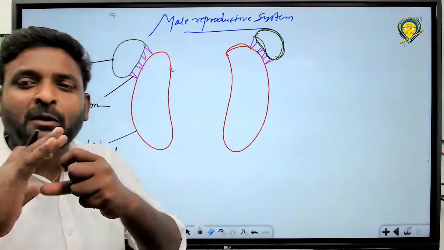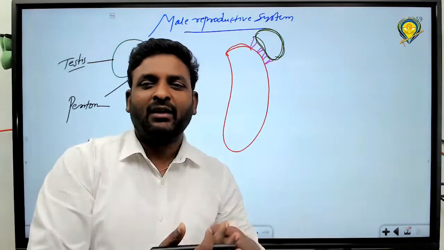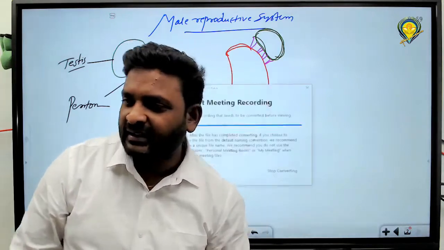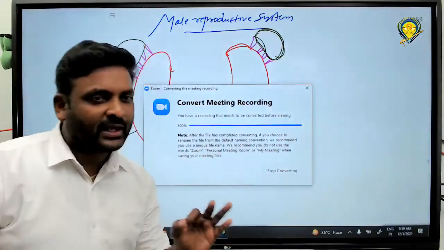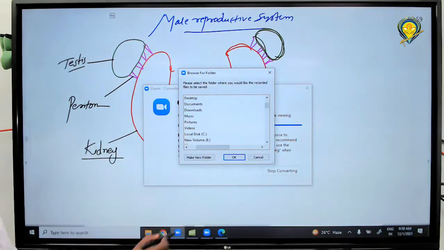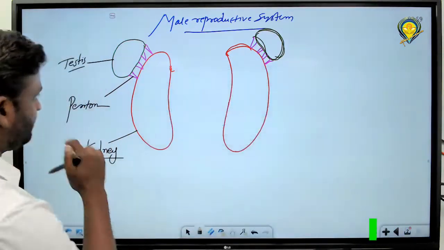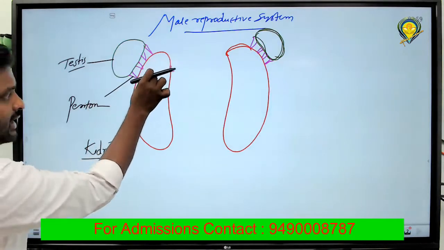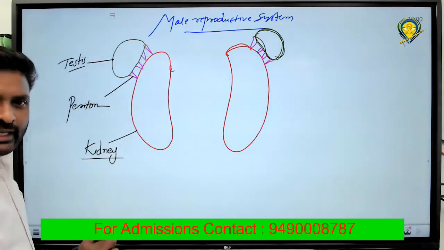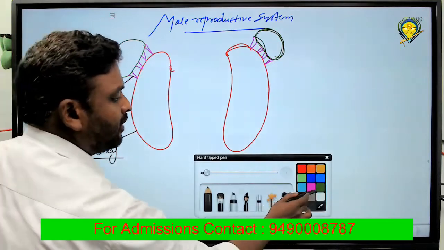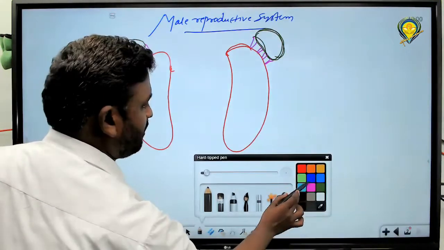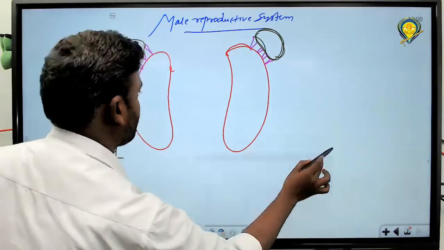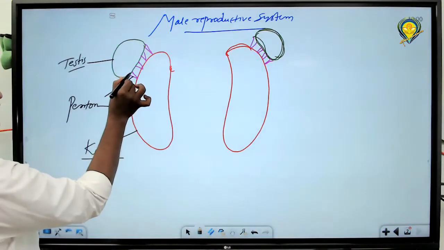The ventral part of the kidney is covered by the peritoneum layer. Hence it is called a retroperitoneal organ. Kidneys are called what? Retroperitoneal organ. That's it, right? And next one. The testis is connected to the kidney by some structures called, I would like to show you now. Those are, you know what? You can see it here.